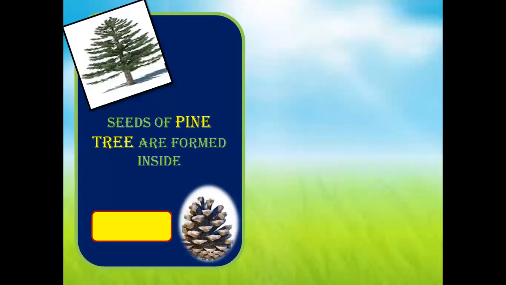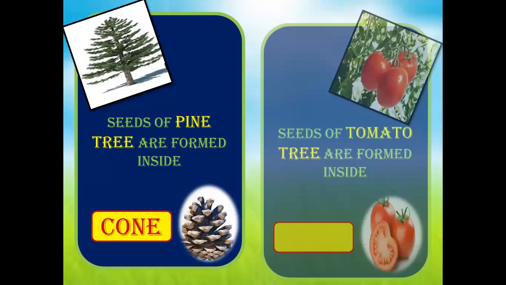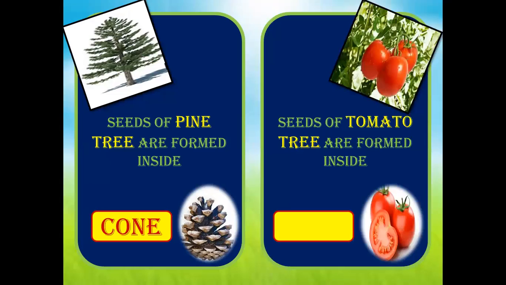So, seeds of the pine tree are found inside the cones, exactly, while seeds of the tomato tree, which is a flowering tree that gives fruit and flower, are formed inside its fruit.